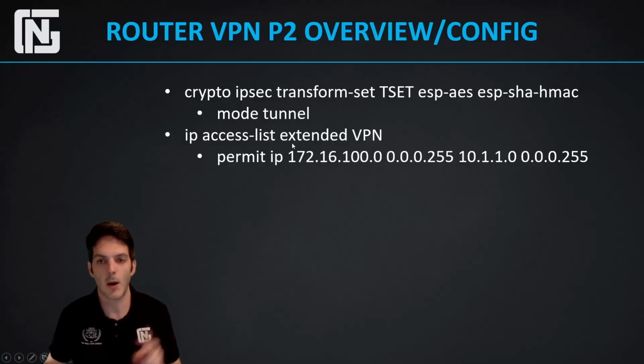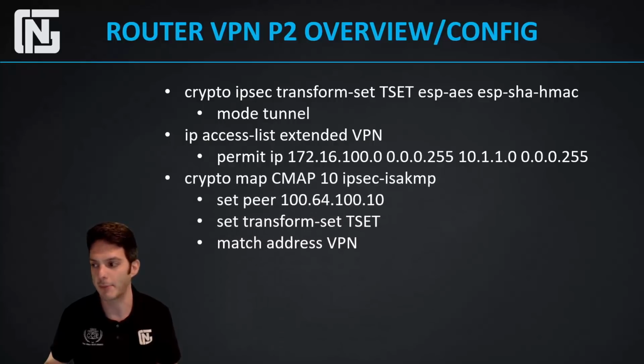So this is going to be our VPN traffic. This is what they refer to as interesting traffic. We create an access list called extended VPN, and we say, okay, any traffic coming from 172.16.100.0/24 going to 10.1.1.0/24 is going to be allowed to be encrypted. We will later call that ACL. We call the ACL, and we call the transform set of TSET from the crypto map.